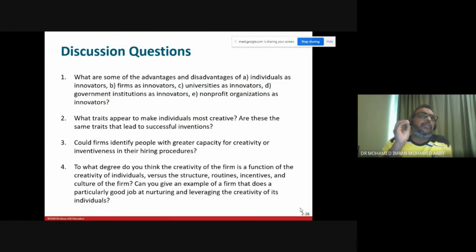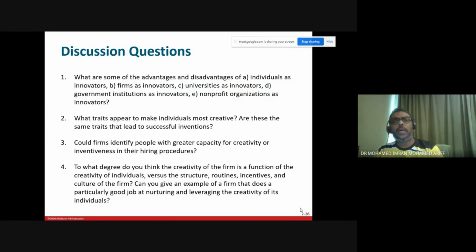Are you looking at it from the point of the individual? Are you looking from the point of the firm? Are you looking at it from the point of the university? Are you looking at it from the government level? Because each of these will look at it differently.